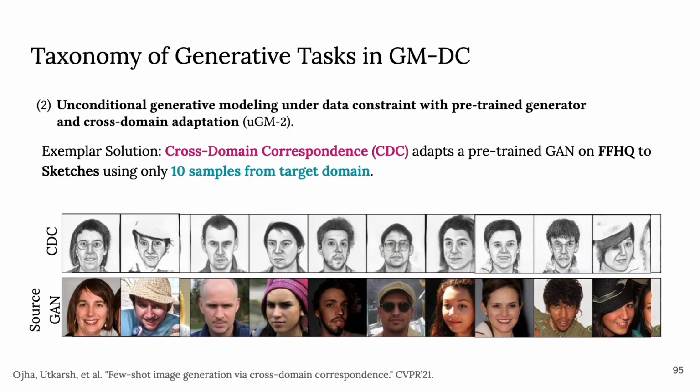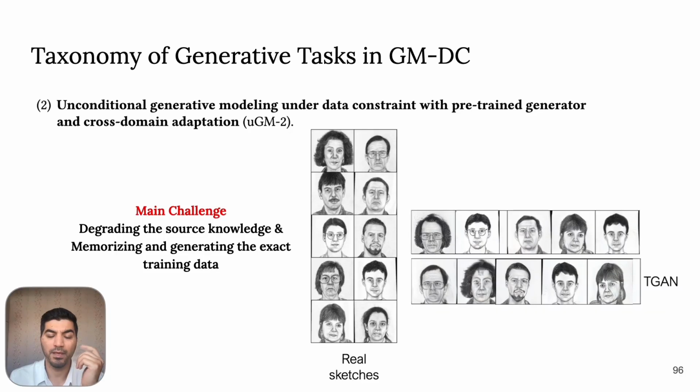And CDC wants to keep this knowledge, the knowledge about facial structure, pose, and all these things, and just change the style to the style of sketch. The major challenge in this task is that once we are fine-tuning the source GAN for the target domain, there is a high chance of degrading the source knowledge.